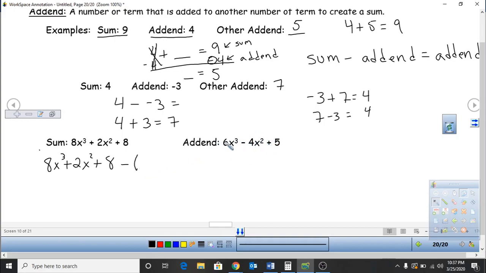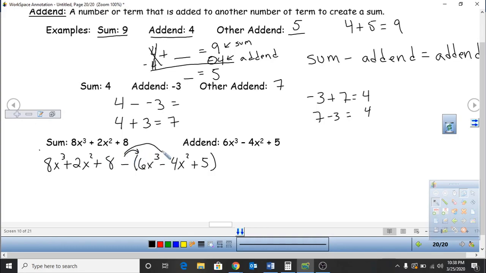Now keep in mind, when I do subtract it, I'm subtracting this whole thing, right? So I'm subtracting all of this. So to keep all of this together, I'm going to open up parentheses, and that allows me to keep this polynomial or this expression together, right? And since it's all kept together, this minus is going to affect every single term.